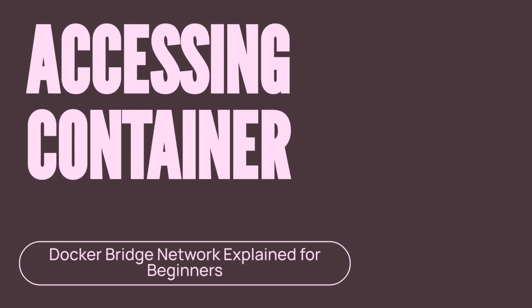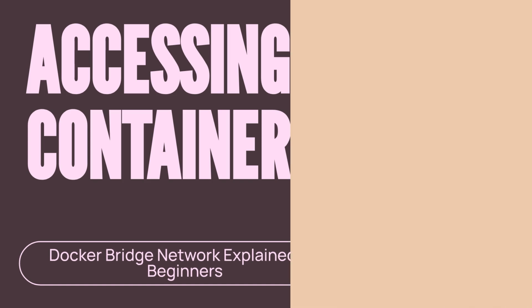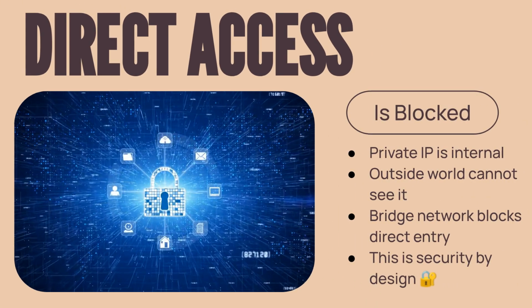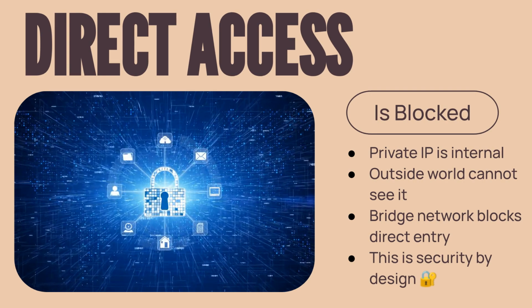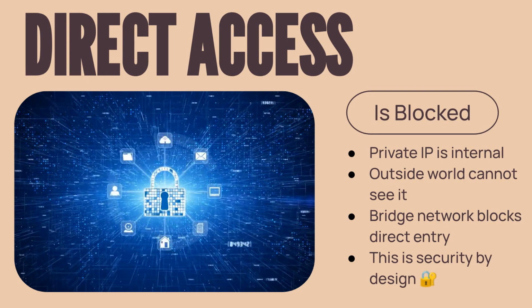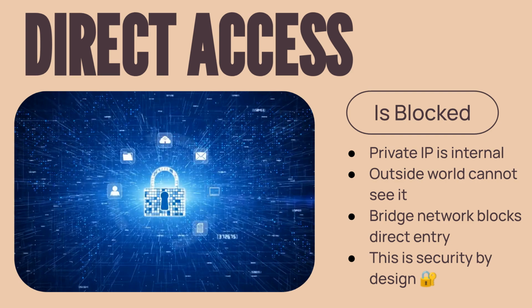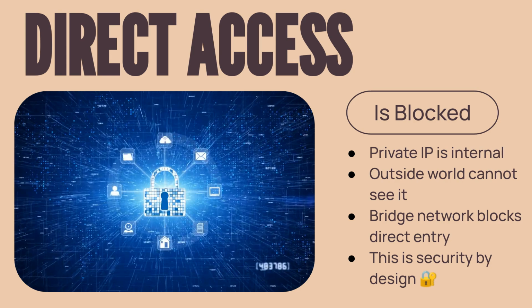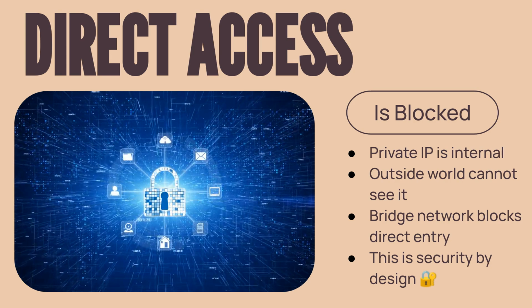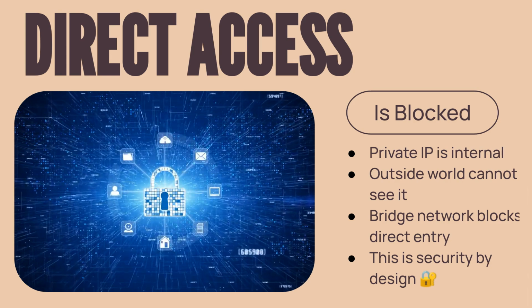So how do we access the container safely from the outside world? If you try accessing the container directly using its private IP, like 172.17.0.2, it won't work. That IP is private. The outside world cannot see it, and the bridge network blocks direct access. This security feature is by design.